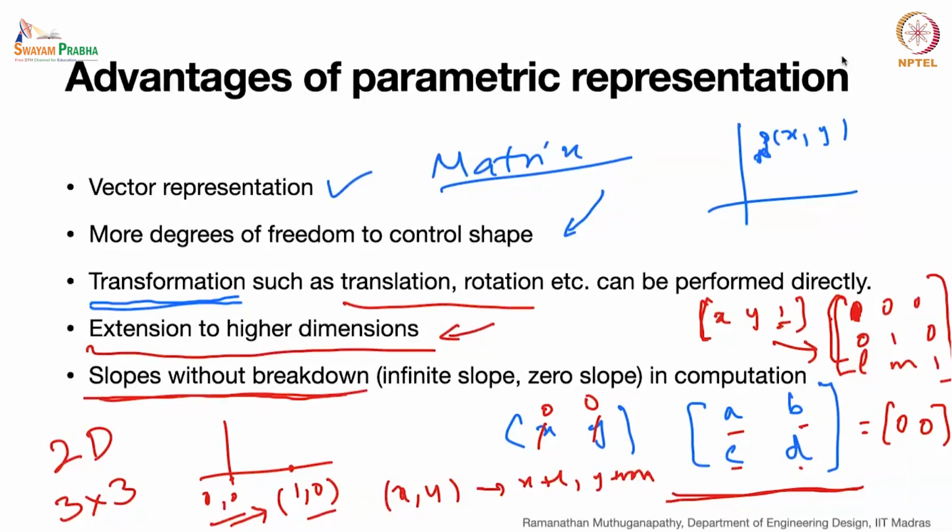For example, if I give you a vertical line, what is the slope of a vertical line? Sir, infinity. Because it is y2 minus y1 over x2 minus x1, and x1 and x2 are the same, so it goes to infinity. Now when you use the explicit representation like y equals mx plus c, how do you handle this? Because m is infinite. How do you do it with y equals mx plus c?